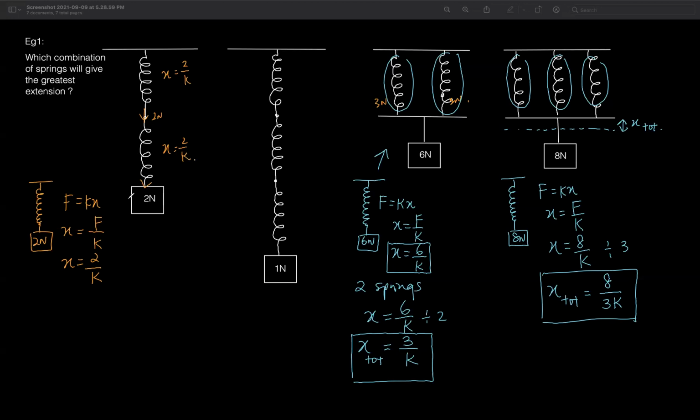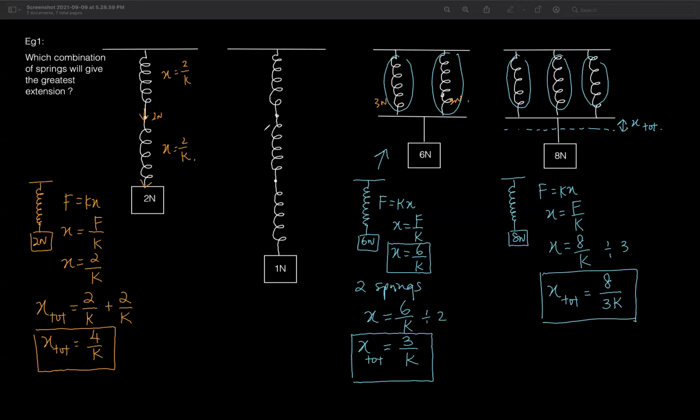X equals 2 over K. So you are adding the extension. You are not dividing. You are adding the extension for the series arrangement. So the total extension would be 2 over K plus 2 over K, equals 4 over K. X total.